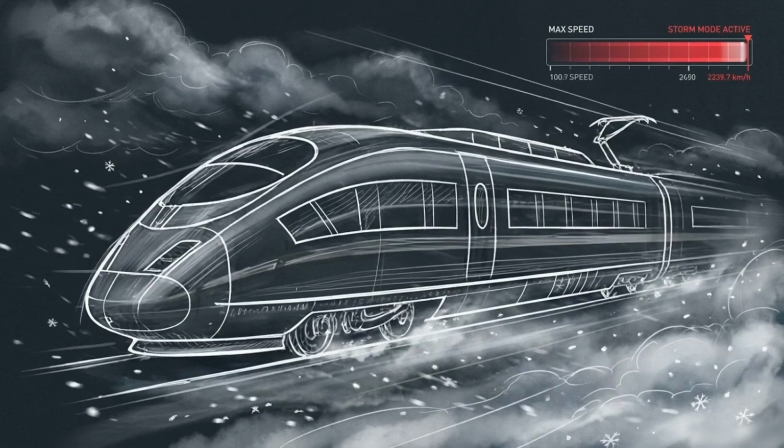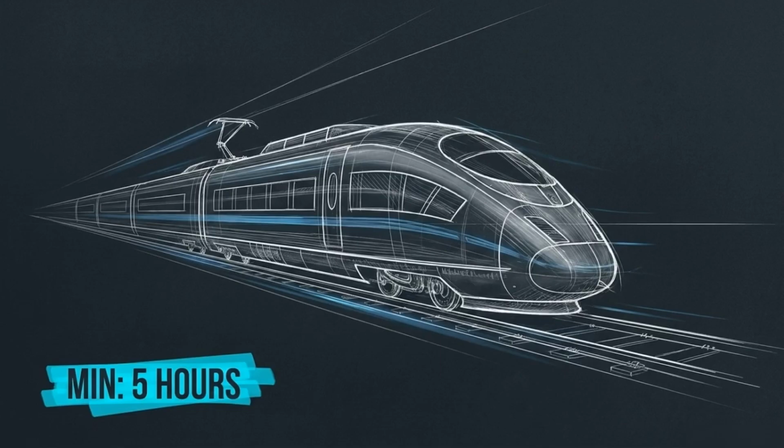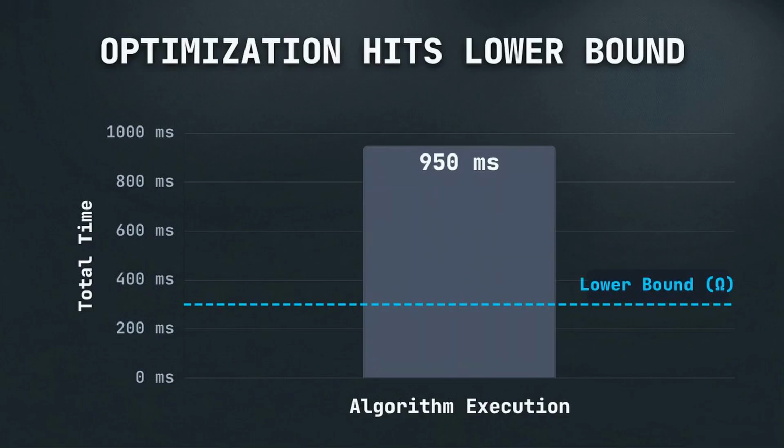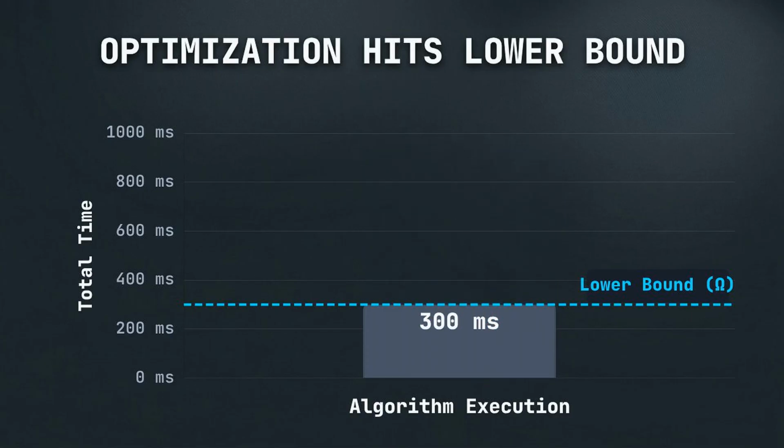Think about a long train journey. If weather and track conditions are terrible, the trip might take a maximum of 8 hours. But the laws of physics dictate that even under completely perfect conditions, no traffic, maximum speed, the train can never arrive in less than 5 hours. That 5-hour mark is an unbreakable floor. No matter how much you optimize the conditions, the total time will never drop below that lower bound.